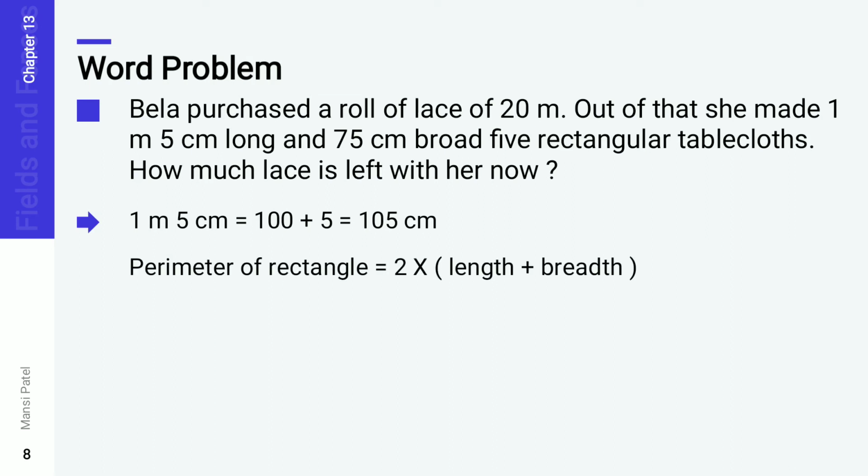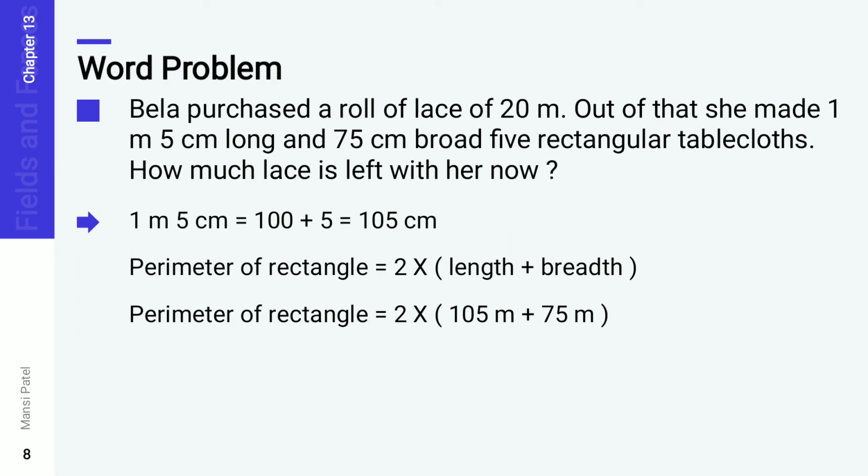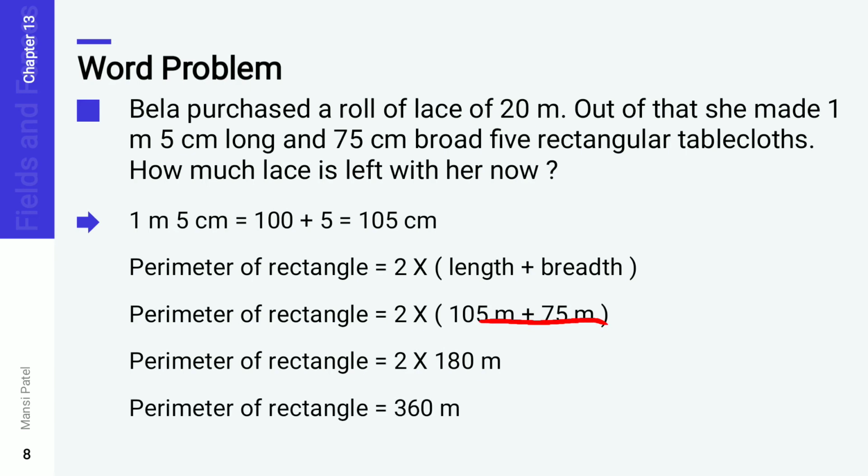So perimeter of rectangle is equal to 2 multiplied by length plus breadth. What is the length? 105 centimeter. What is the breadth? 75 centimeter. Do the addition of these both numbers. 2 multiplied by 105 plus 75. So 105 plus 75 is equal to 180. Multiply by 2 is equal to 360 centimeter. This 360 centimeter is for one tablecloth only.